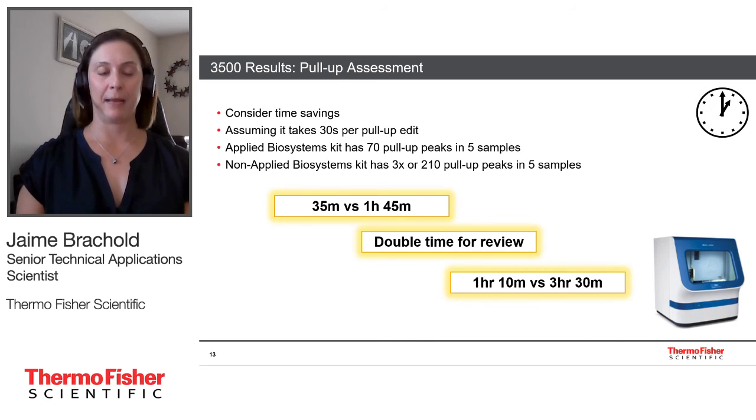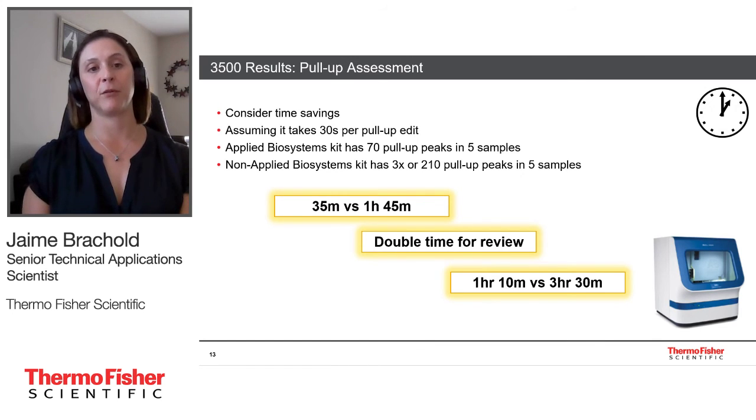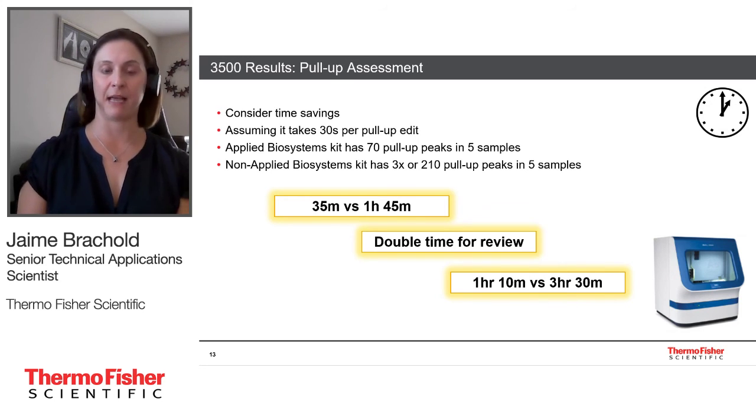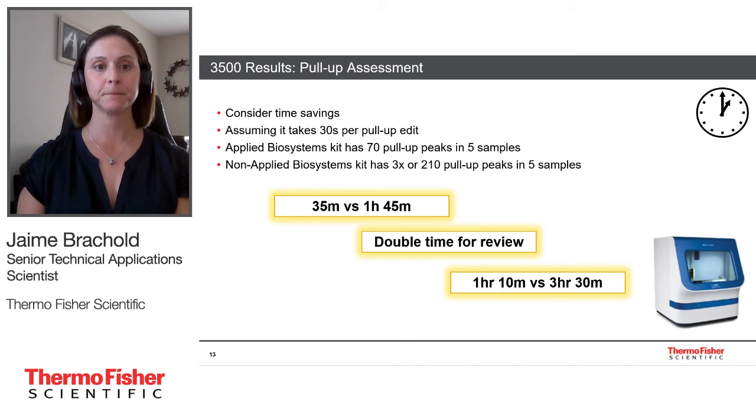So we can say that if an Applied Biosystems kit had 70 pull-up peaks in 5 samples, which is similar to the data that we saw in this study, a non-Applied Biosystems kit would have 3 times that, or 210 pull-up peaks in 5 samples. That would mean it would take someone 35 minutes to analyze just the pull-up peaks in 5 samples with an Applied Biosystems kit, versus an hour and 45 minutes with a non-Applied Biosystems kit.